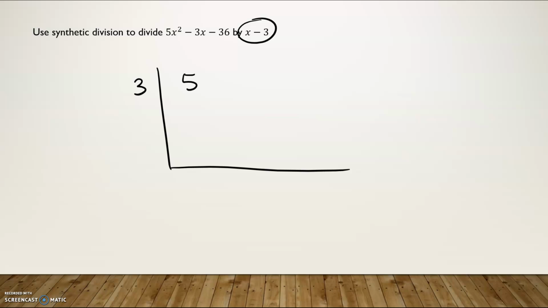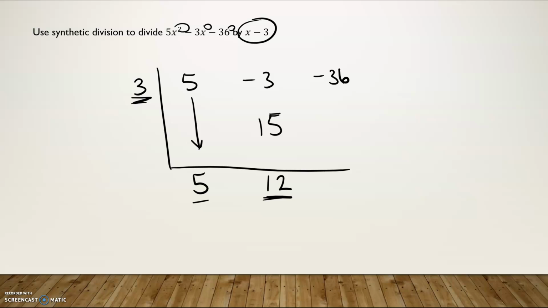Now I'm just going to use 5. Make sure it goes in descending order. 2, 1, 0. That's fine. Okay, so 5, negative 3, negative 36. We're going to bring this 5 down. Take 3 times 5, 15, put it here. 15 minus 3 is 12. 3 times 12 is 36. And then 36 minus 36 is 0.